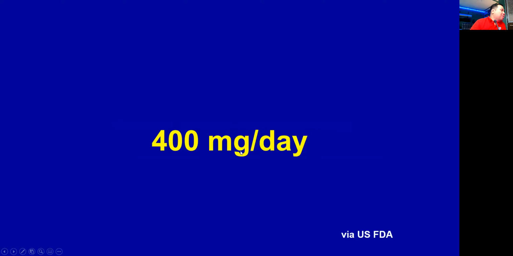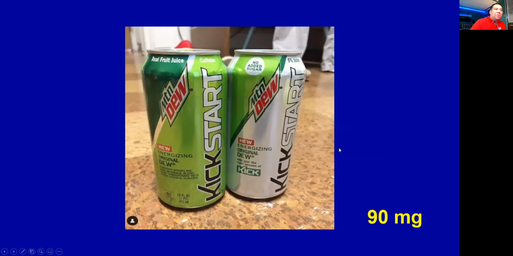Mag-alaman na tayo, no? 400 milligrams per day. That's moderate. So now we examine examples, like, do you take Mountain Dew? But this is Kickstart, the one that has higher caffeine than normal. Each has 90 milligrams of caffeine in it. So one can is considered one serving. So ilan yung moderate intake? 400. So apat to almost 5 of these na pwede pa, moderate pa, okay?